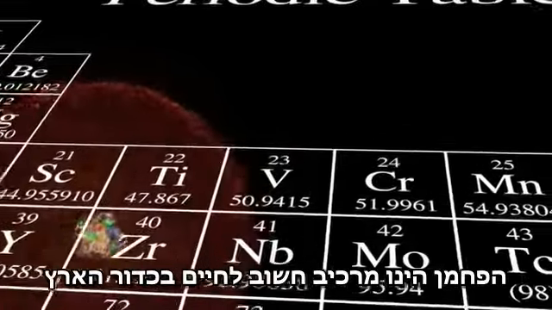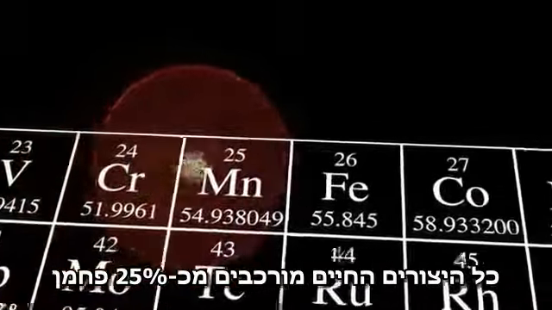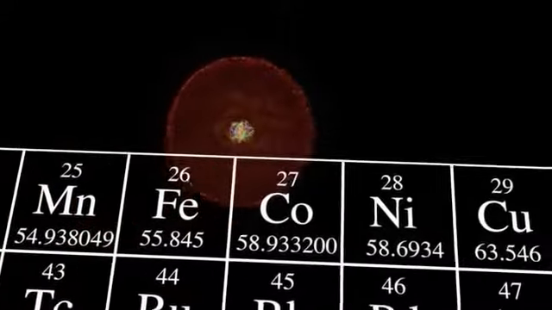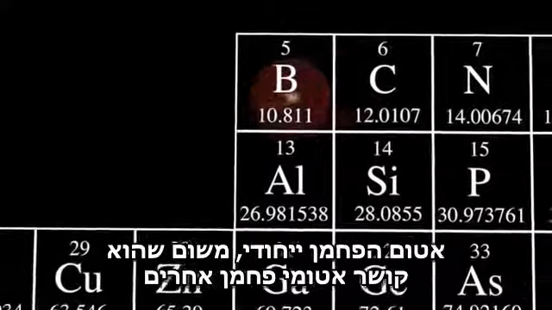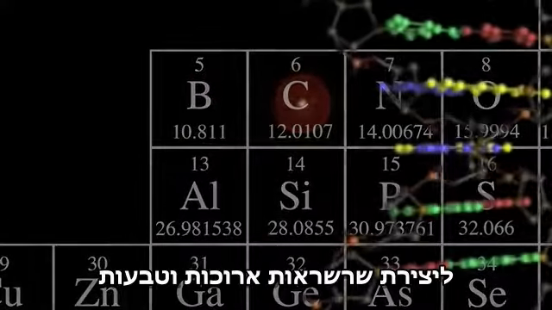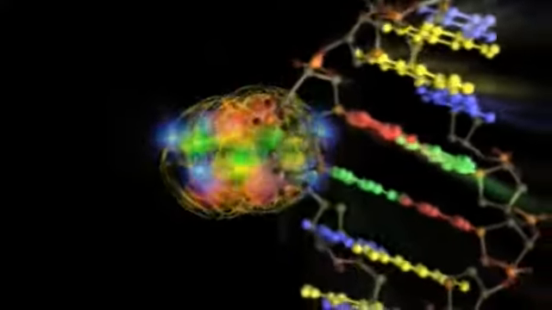Carbon is a critical ingredient for life on Earth. All living things are made up of about 25% carbon. The carbon atom is unique because it can bind to other carbon atoms to form long chains and rings. And these in turn serve as the backbone of complex molecules that make life possible.